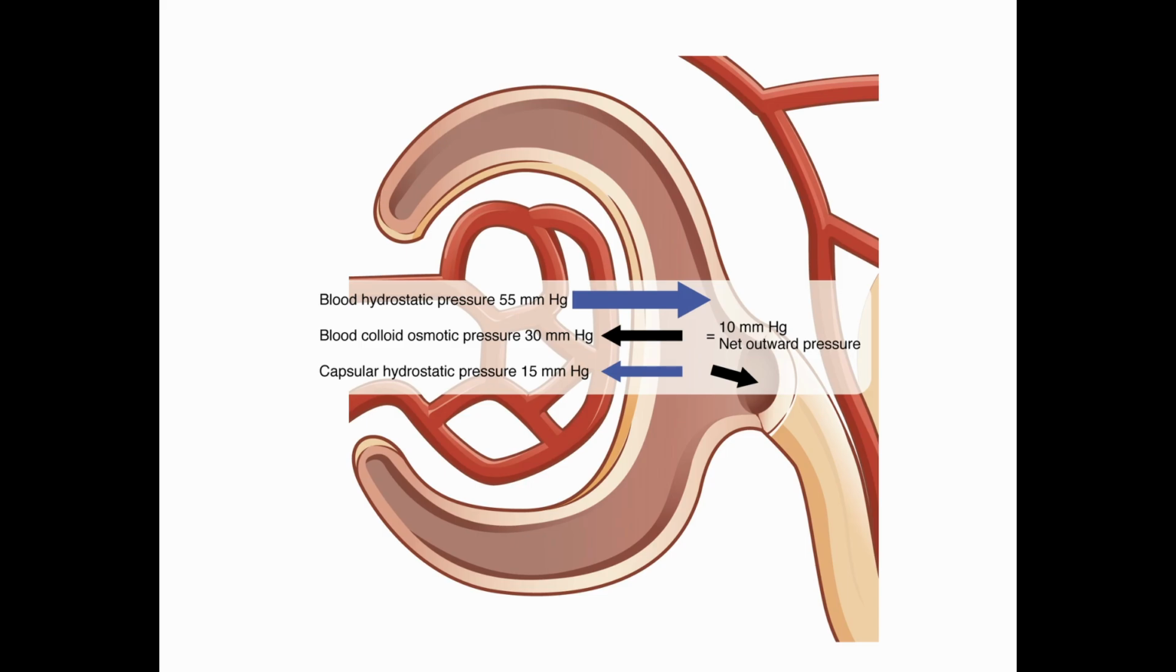GFR is based on 3 different pressures, and those would be the hydrostatic pressure of the capillaries, HPC, colloid osmotic pressure of the capillaries, OPC, and hydrostatic pressure of the interstitial fluid in Bowman's capsule, or the HPIF.